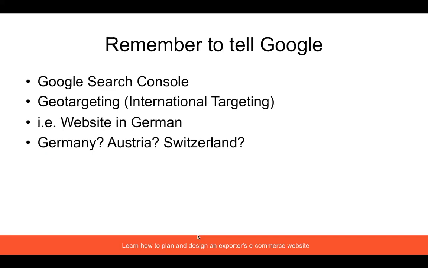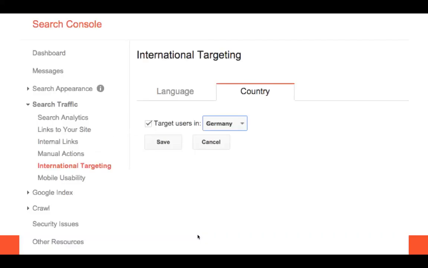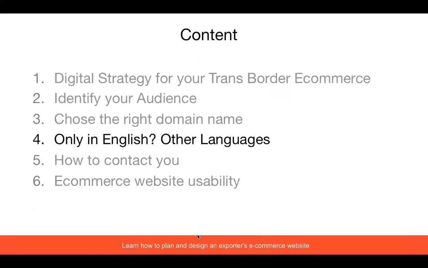Google has the Google Search Console. There's the option of geo-targeting. And for example, if your website is in German, it could be for Germany, could be for Austria, could be for Switzerland. If you are just targeting Germany, you enter your Google Search Console and you type international targeting Germany. So mycompany.com/de is for Germany and not for Austria, not for Switzerland. So always tell.